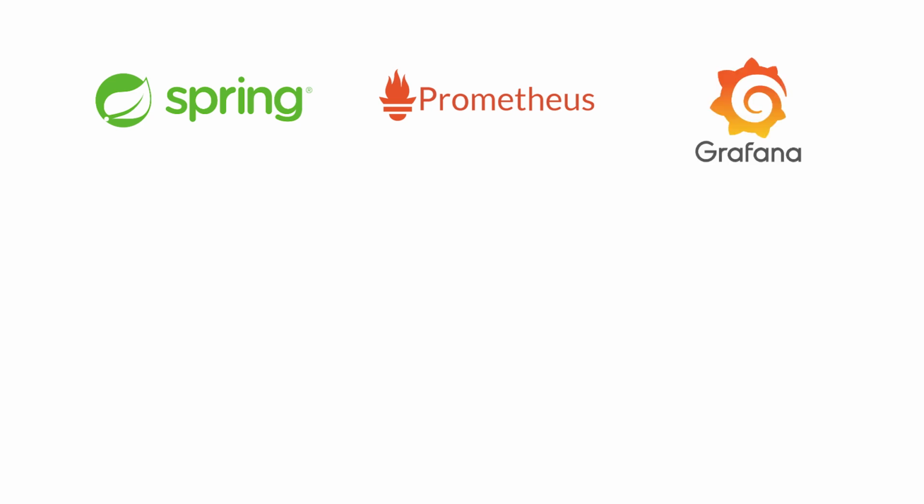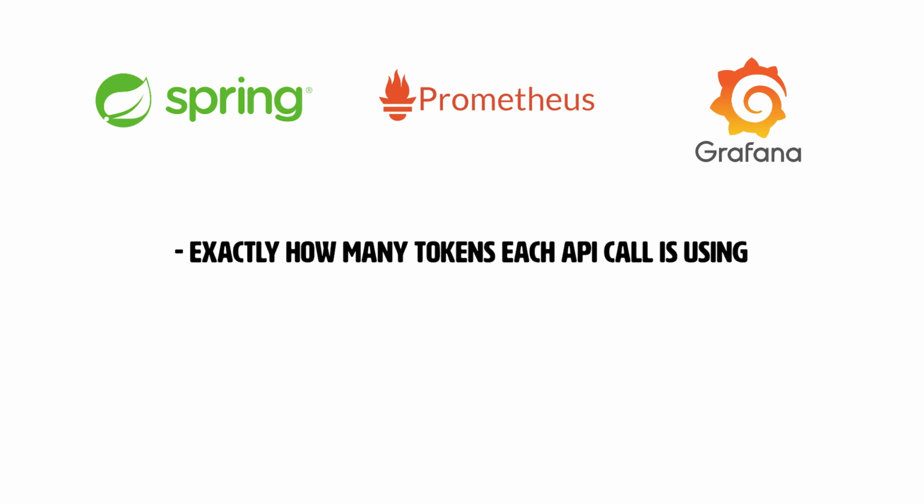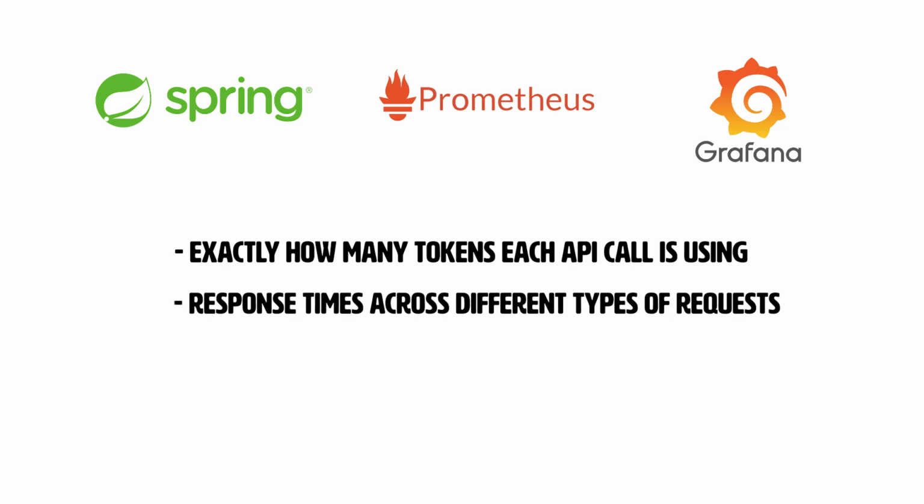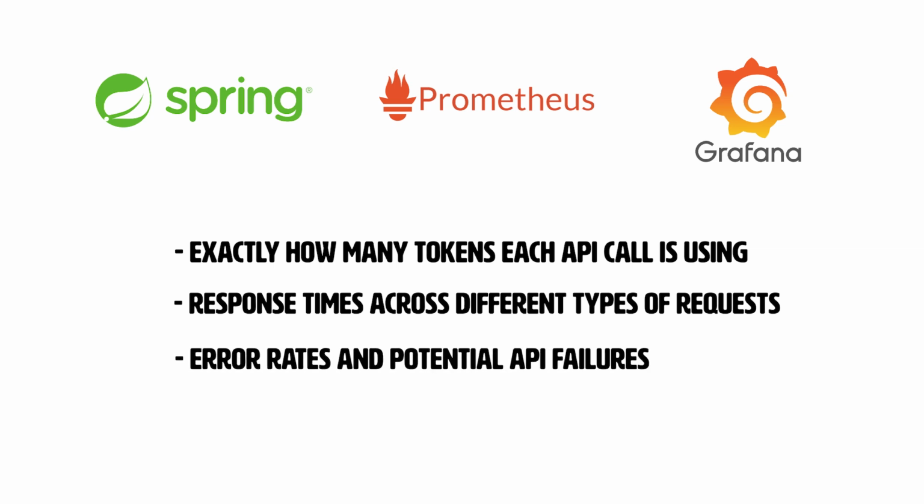In this tutorial, we'll solve this problem by creating a complete monitoring solution using Spring Boot, Spring AI, Prometheus, and Grafana. You'll get real-time visibility into exactly how many tokens each API call is using, response times across different types of requests, error rates and potential API failures, and projected costs based on your current usage patterns.